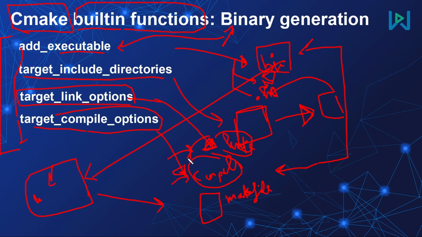So the initial information needed to fill in those makefile rules and to use the proper command to compile our sources and identify the list of the sources and directories actually are given by those built-in functions which are invoked within our CMakeLists file.